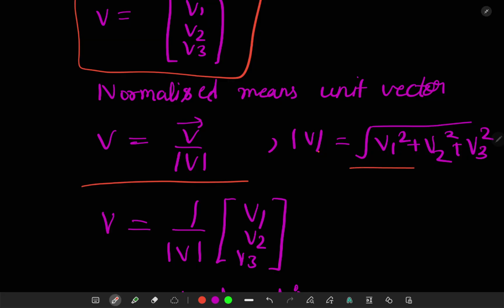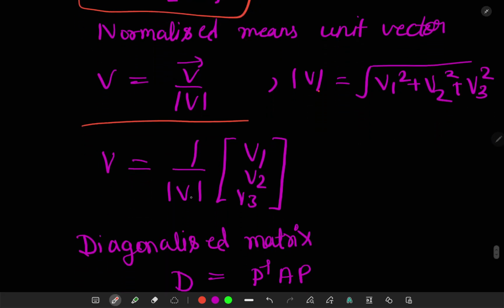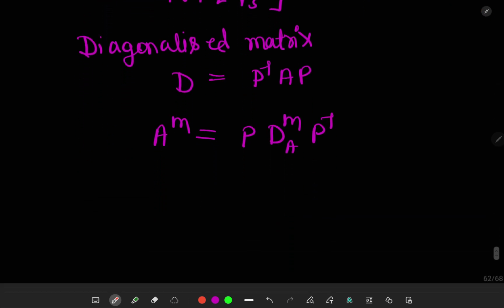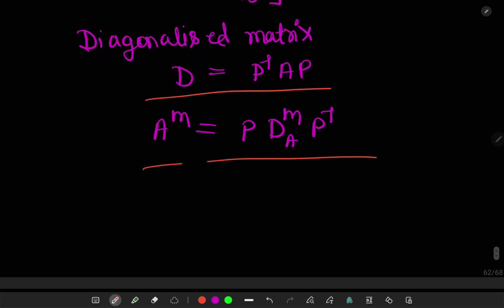Magnitude of vector v is equal to this. So in normalized form we can write v is equal to 1 by magnitude of v into matrix v1 v2 v3. Now this is a very important relation, diagonalized matrix. D is a diagonalized matrix and we can write D equals P inverse AP, and this is a very important formula. A raised to power m equal to P D raised to power m P inverse.